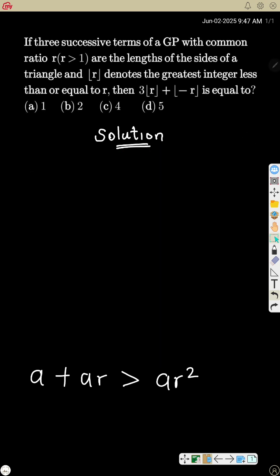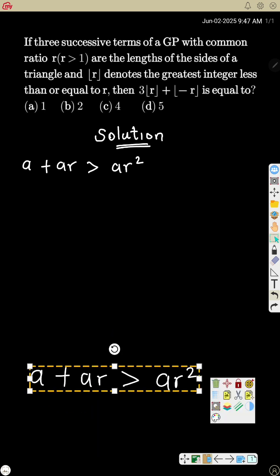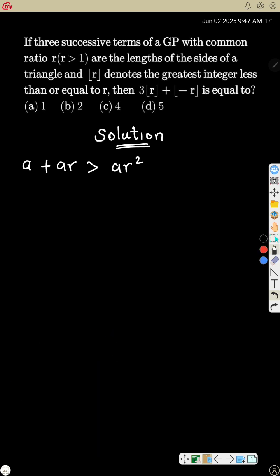So I have A plus AR is greater than AR square. So now A is common here, so I'll have 1 plus R. So it's greater than AR square. That is, if A is common, it will remain 1 here.